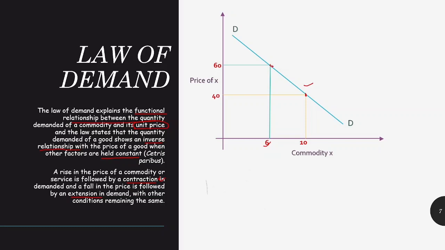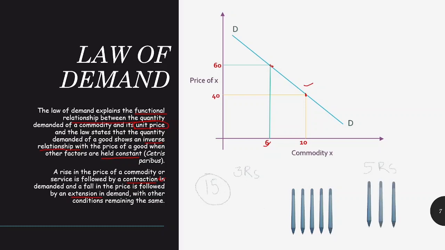Now let's try to understand the law of demand with the help of an example. Suppose you're given 15 rupees and you are asked to buy some pens. You go to the market and the price of a pen is 3 rupees. So you can buy 5 pens. Now the price of the pen increases to 5 rupees each. How many pens will you buy? You can buy 3 pens, right? So when the price was 3, you could purchase 5 pens, and when the price was 5 rupees, you purchased only 3 units. Price is increasing, commodity purchased is decreasing.